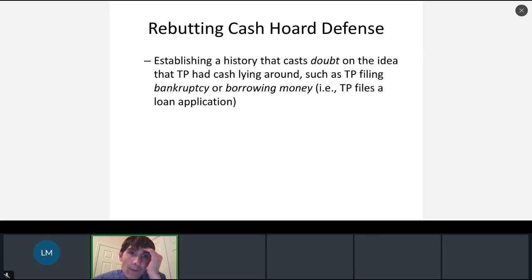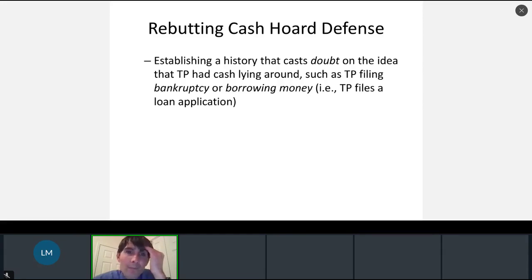Establishing a history that casts doubt on the idea that the taxpayer had cash lying around, such as the taxpayer filing bankruptcy or borrowing money. This is where, oh, what a web we weave when we seek to deceive. You've got to ask all of these very difficult, inconvenient questions of your client up front, because the boomerang effect can oftentimes be worse than the initial crime itself. The cover up, that's what I'm trying to say, can be worse than the initial crime itself.